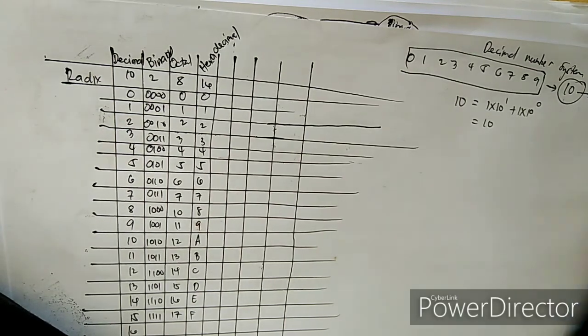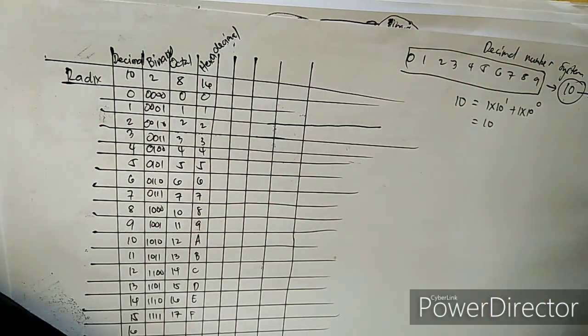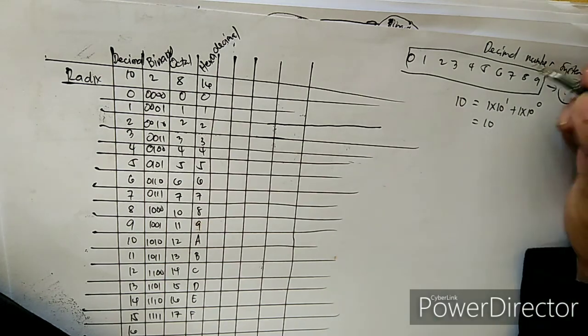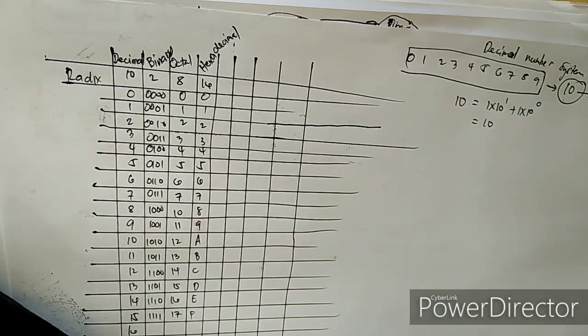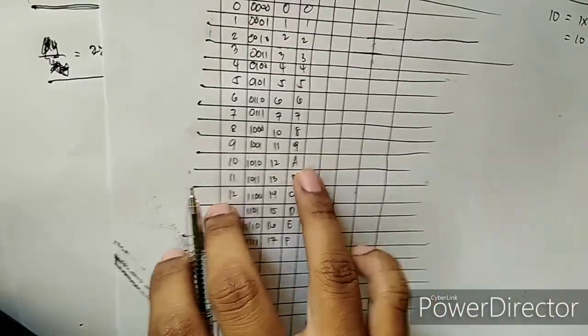radix. 10, because there are 10 symbols. If 10 symbols, that is called the decimal number system. So during our elementary, this is what we've learned. But in reality, there are others, no?